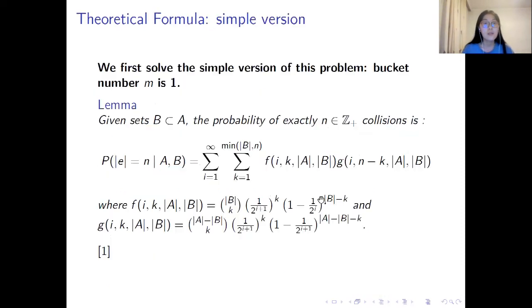Before we solve the full version of the problem, we first consider the simple version. In the simple version, we don't have the partition function, so the number of buckets is 1. Here we have only two buckets, the background population A and the population with diabetes B. In this lemma, we can compute the probability that there are exactly n collisions. So here we get this probability, and we will use it for further computation.